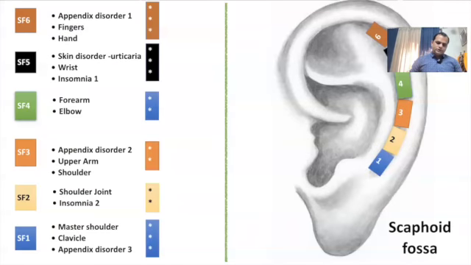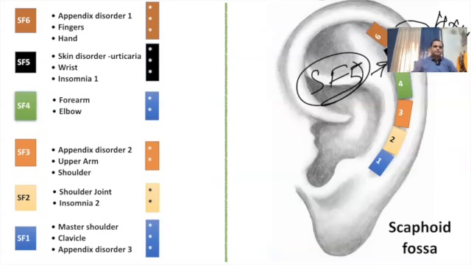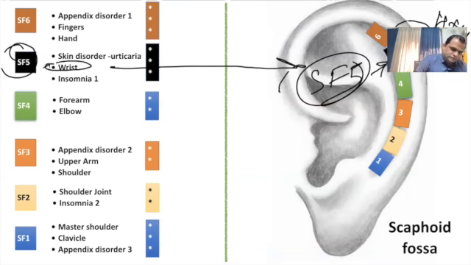So if you look at this image, this is the Darwin tubercle or DT or the helix 11. Now below that we have this SF5. And when we talk about the SF5, SF5 is the point of wrist. Remember, this is the point of wrist. And the most wonderful thing about this SF5 is it is also the point of urticaria और द स्किन डिसऑर्डर.